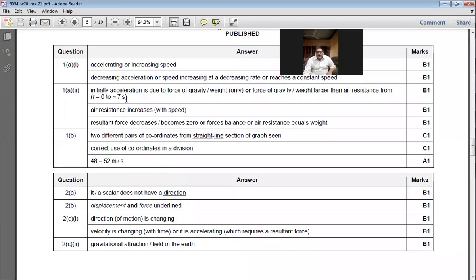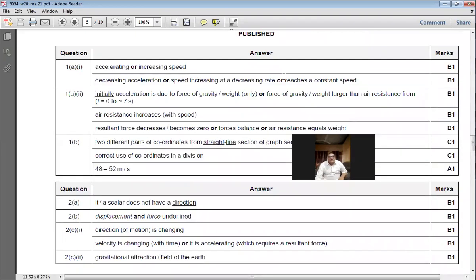So let's have a look at the marking scheme. What does the marking scheme say? The acceleration or increasing speed gets 1 mark, and 1 mark for saying that the decreasing acceleration means the value of the acceleration is gradually decreasing. So this is the 2-mark question. The marking scheme is showing on your screen.